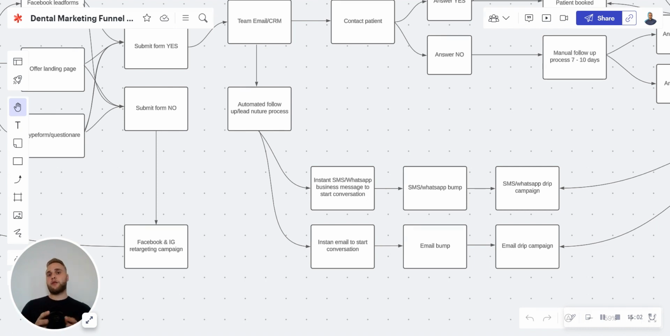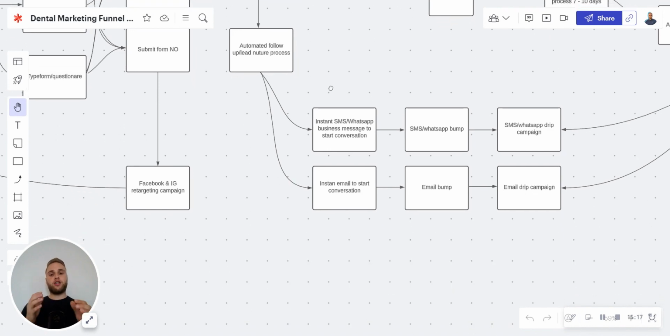So this is why a lot of people don't answer the first time: teams are too slow to contact people. And it's not the team's fault, because they have other stuff going on. Not everyone can contact everyone straight away. So this is why you need an automated process at the same time, because you can create an automated follow-up process, and obviously I create this for clients.